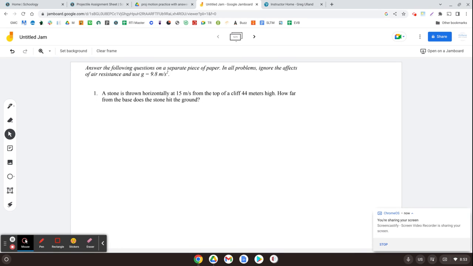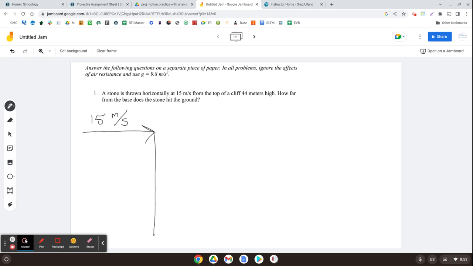All right, boys and girls, we've got a classic little physics problem here. A stone is thrown horizontally at a rate of 15 meters per second, and we're doing so off of a cliff that's 44 meters high. How far from the base will it be when it hits the ground?